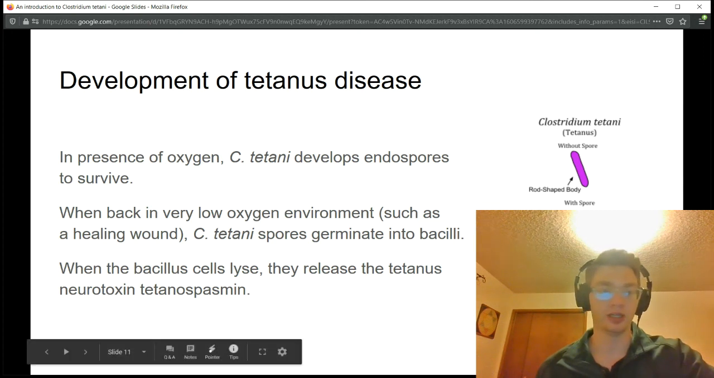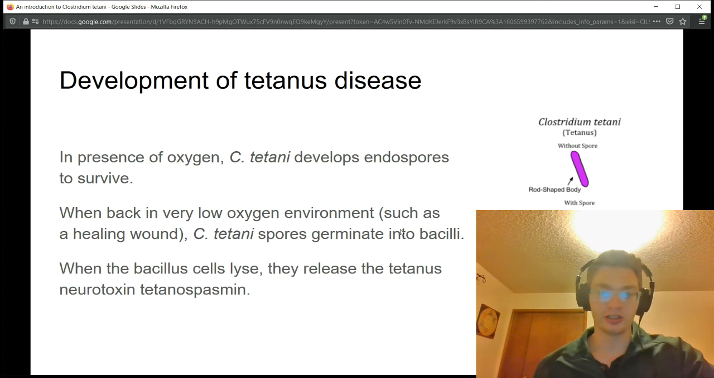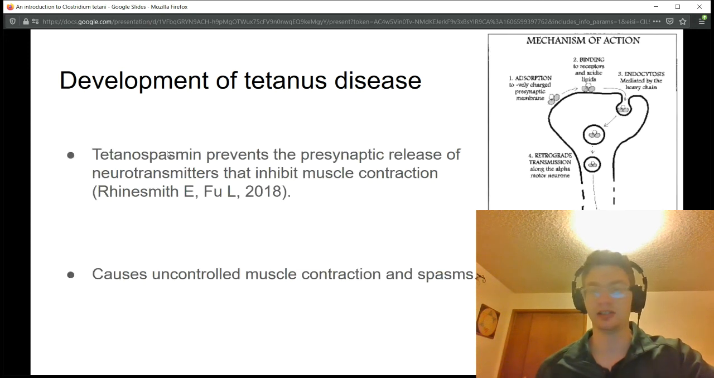And when it's back in a very low oxygen environment again, it could be a wound. That's how the disease starts. It could just be placed in the dirt or in water or something. It will germinate into bacilli again. And once the bacillus cells lyse or break open, they're going to release the tetanus neurotoxin tetanospasmin. And that's going to be the toxin that causes the symptoms here.